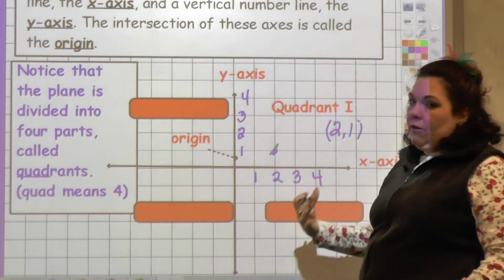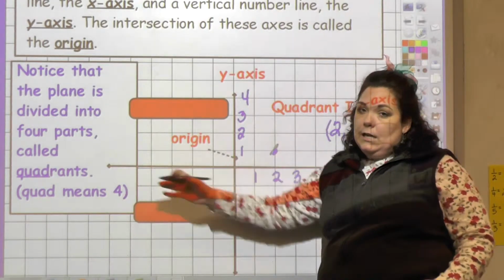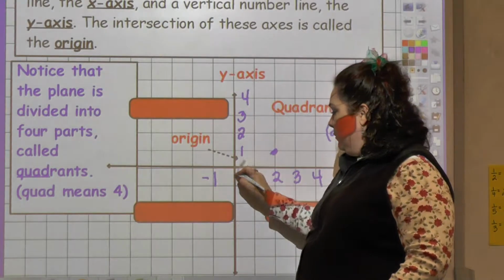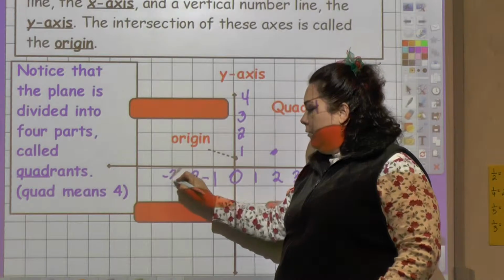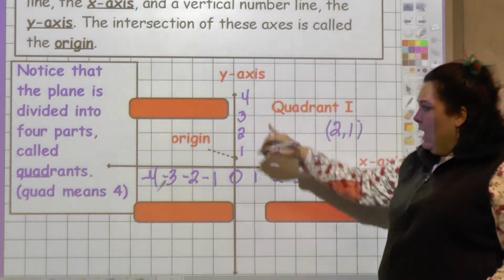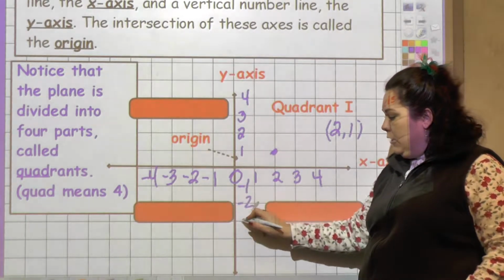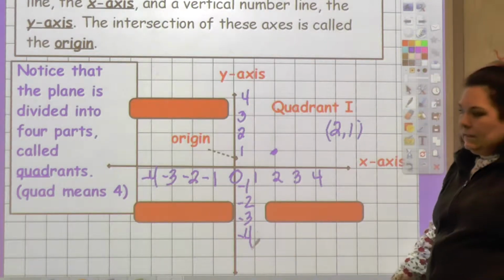But now that you're in 7th grade, you know that number lines extend to negative numbers. And so if this was 0, this would be -1, -2, -3, -4. This is still on the x-axis, and this is negatives, and this is -1, -2, -3, -4 on the y-axis.